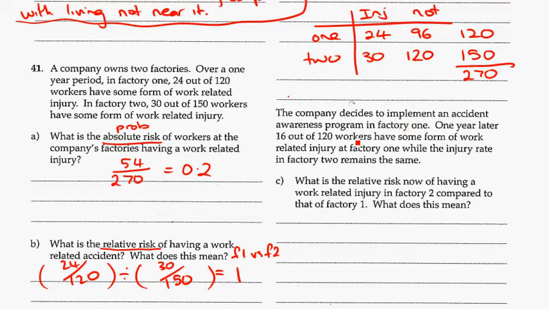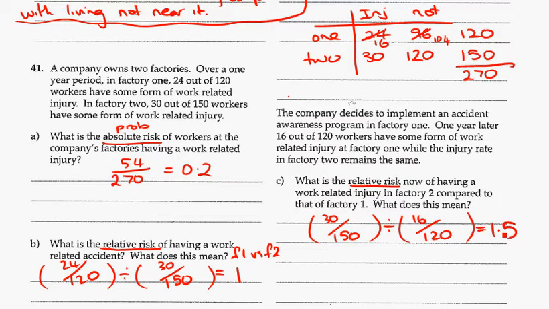However, the company decides to implement an accident awareness program in factory 1. So now in factory 1, 16 out of 120 workers have some form of injury. So that would be 104. Factory 2 remains the same. So now what is the relative risk? It means I'm comparing two probabilities of having a work-related injury in factory 2. So that would be 30 out of 150 compared to an injury in factory 1. And working out that division. Right, working that in the calculator, 1.5.